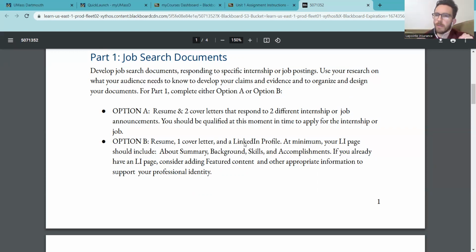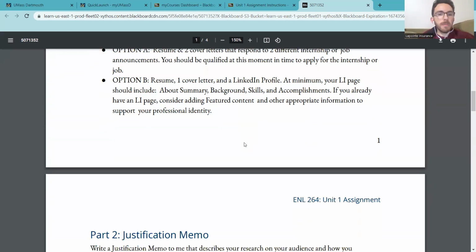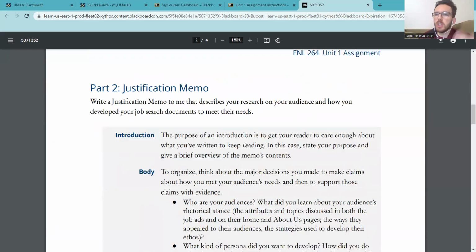So, two different versions of this assignment. You can create one resume and two cover letters, or you can create one resume, one cover letter, and one LinkedIn profile. Right? So that's half of the assignment, is choosing which version you're going to do and then create those documents. Okay. The next part of the assignment, I think, does merit some explanation here.